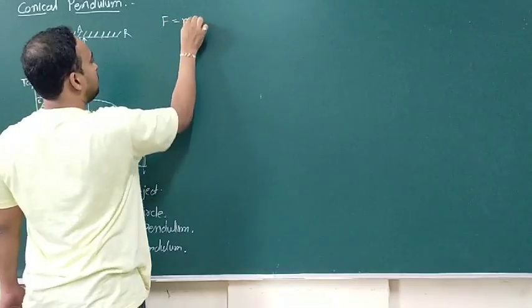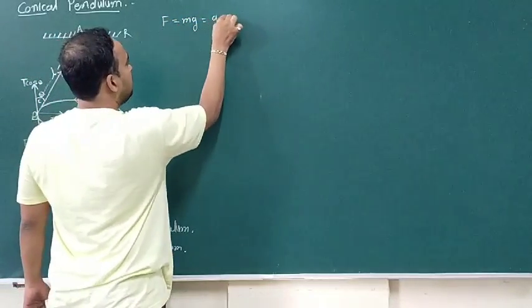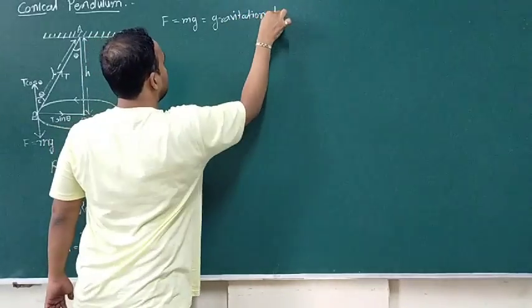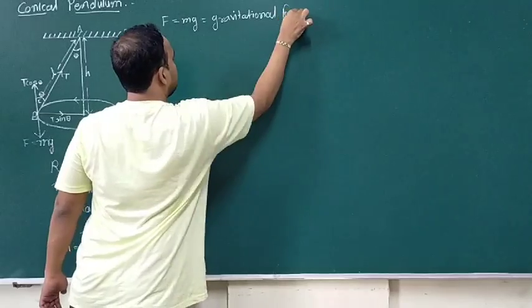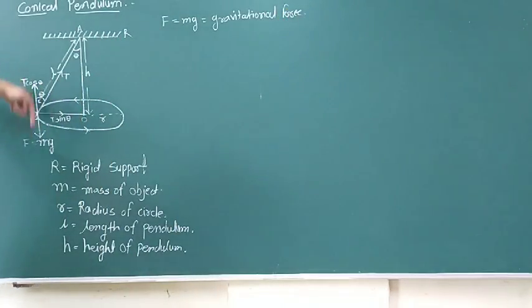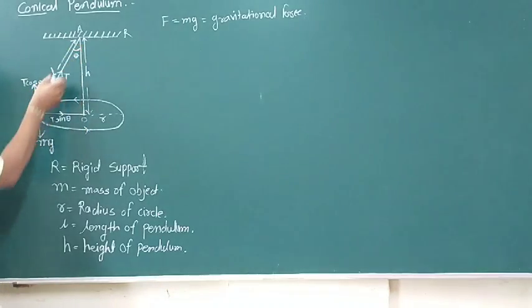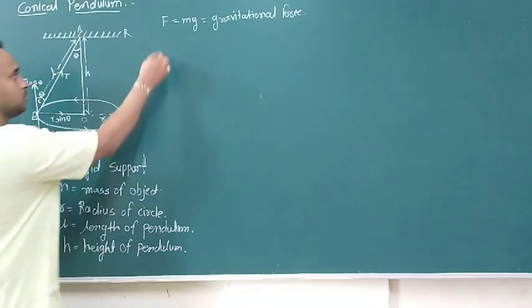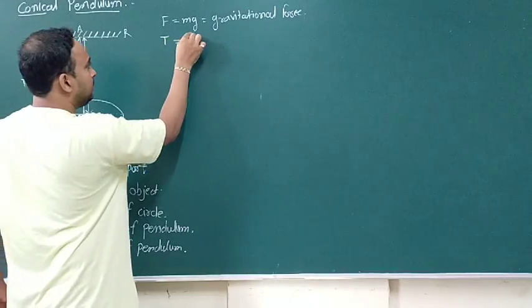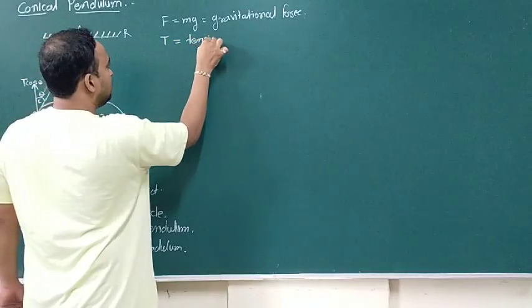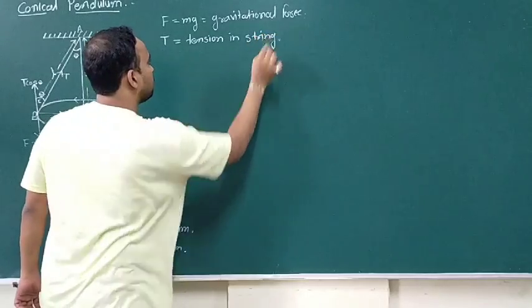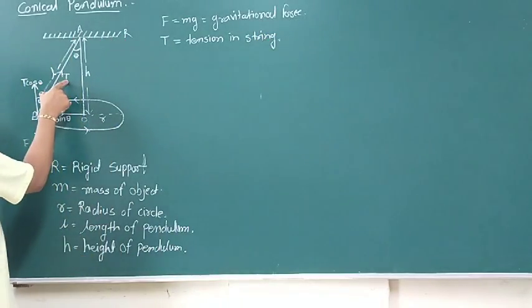Let F = mg be the gravitational force, acting in a downward direction. Now this string is stretched, that means there will be a tension. So T be the tension in string. This will also be a force.